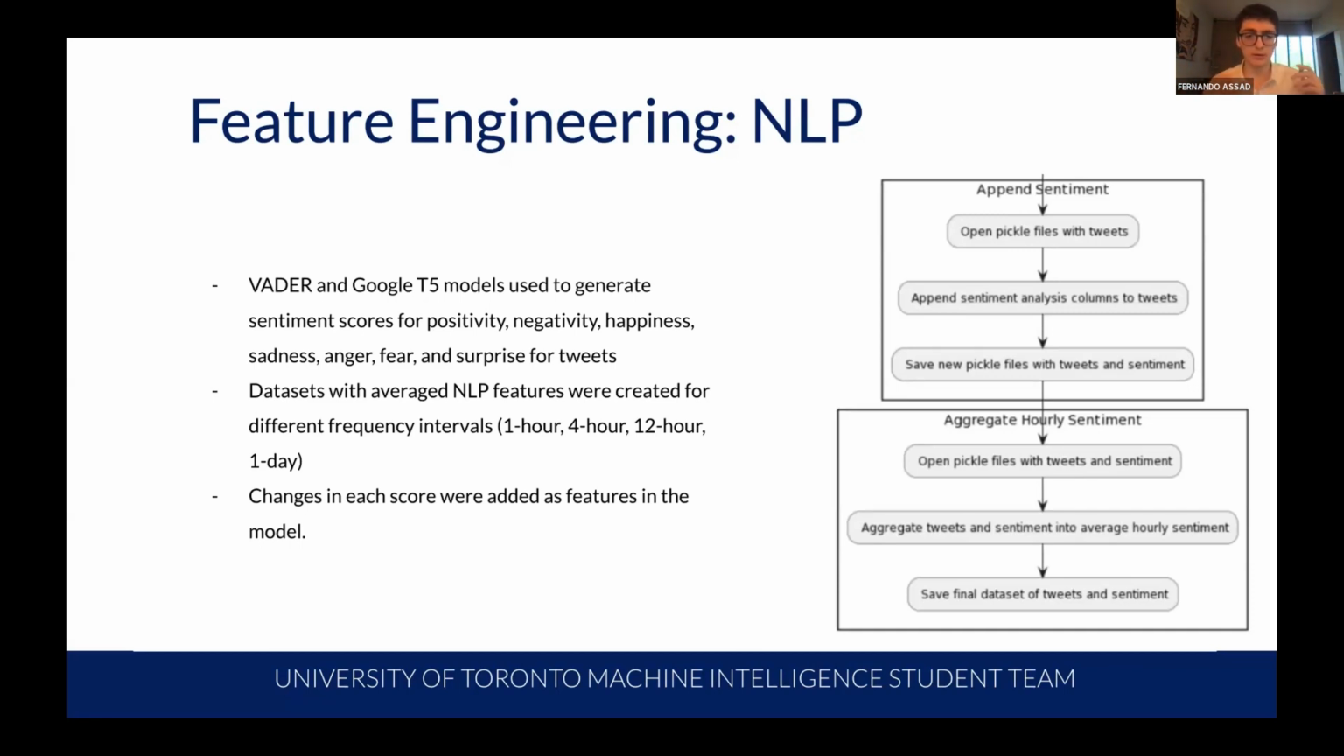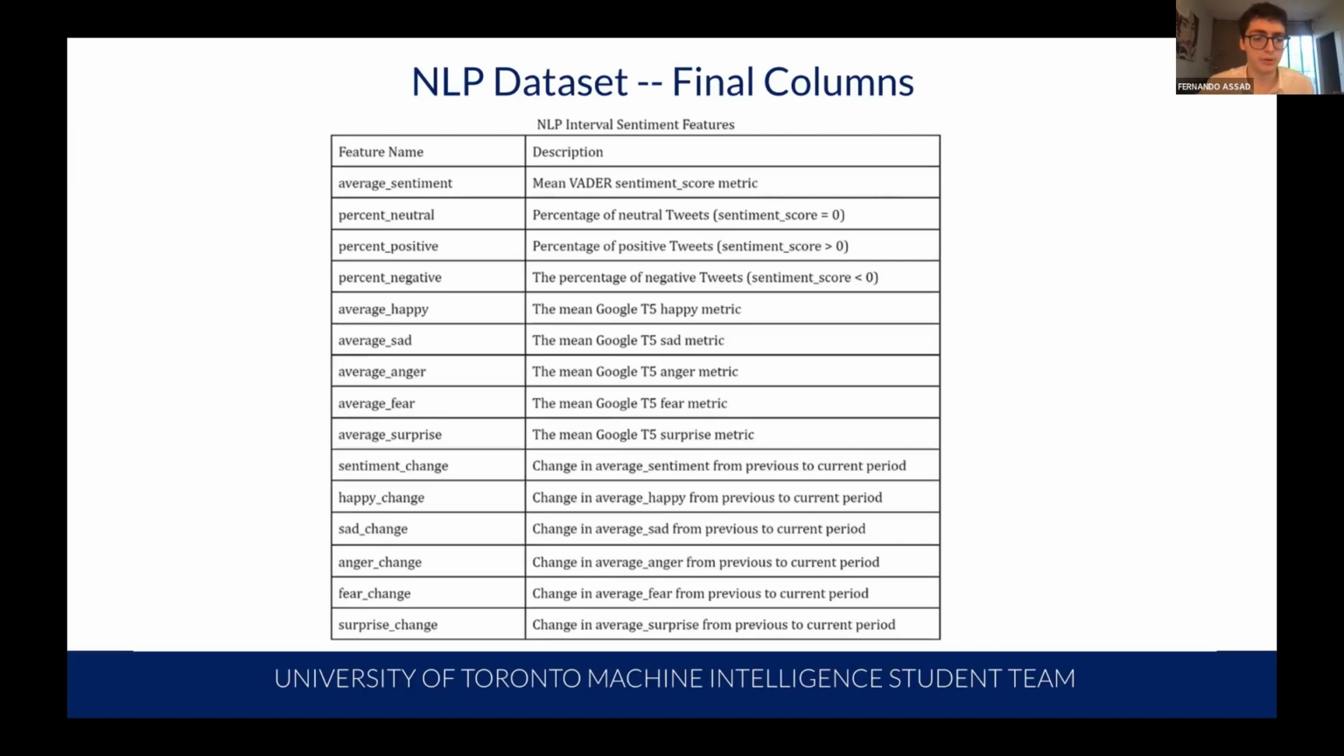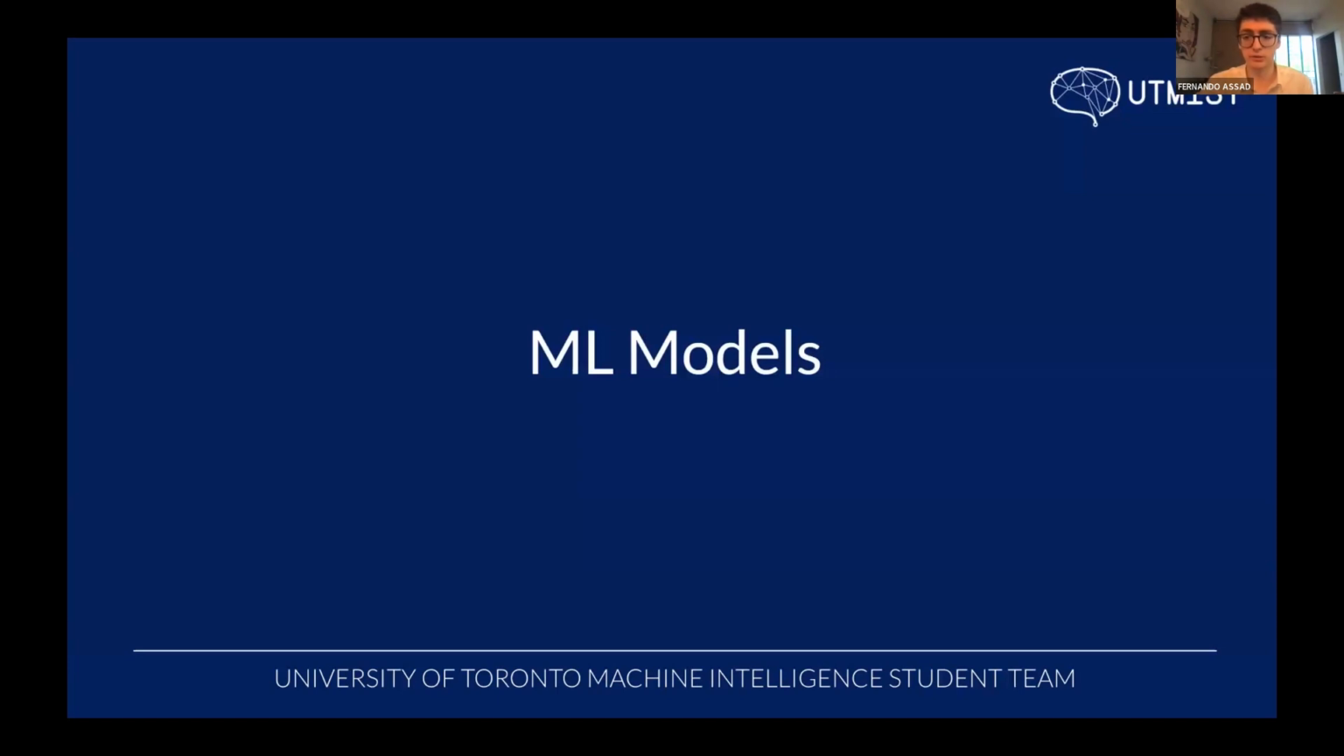We also aggregated this in different time intervals to test what was best, because sentiments might affect the market in the future. So sometimes 4-hour lags can be better than 1 hour. We also added the change in each score as a feature, and all the features can be found here. If you want, there's more detail in our Medium article. I'll pass back to Lisa to talk about the ML models.